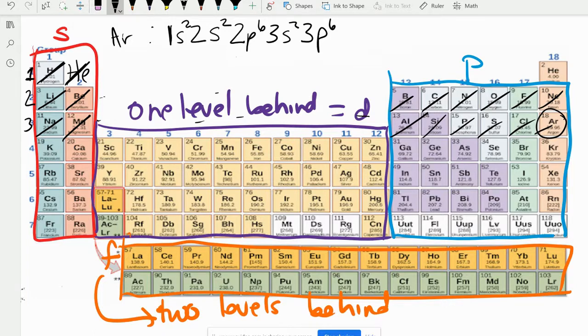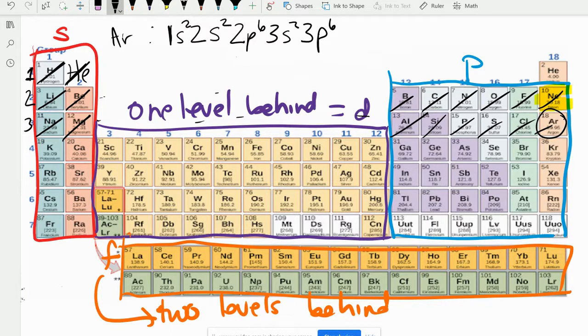But if you didn't want to spend your time doing all of that, the shorthand notation basically states this, that whatever element you are writing the electron configuration for, you would find the noble gas that comes before it. So right now, argon is obviously a noble gas, but we need to refer to the noble gas before it. And so obviously the noble gas that comes before it is neon.